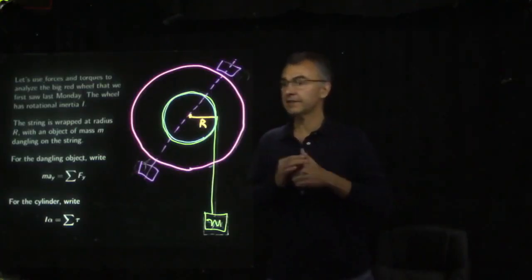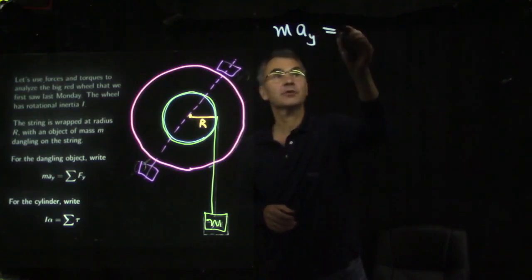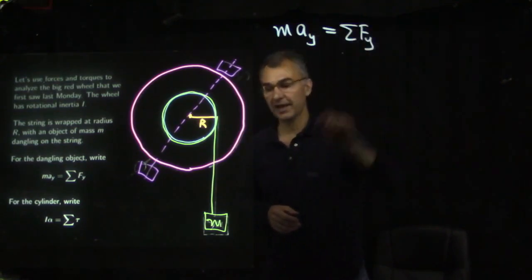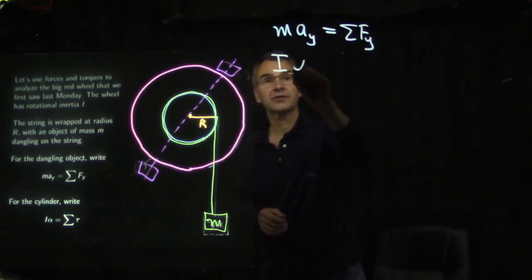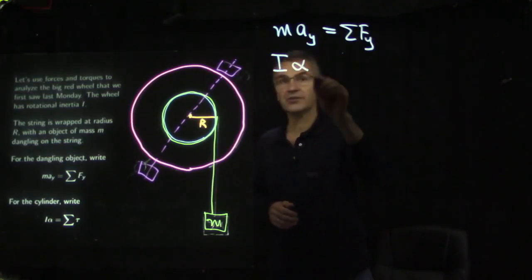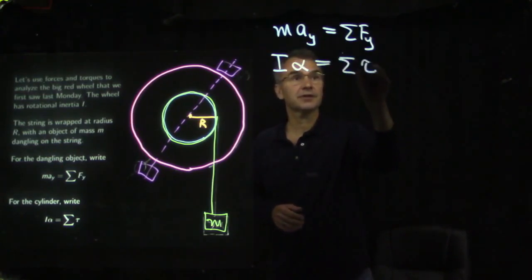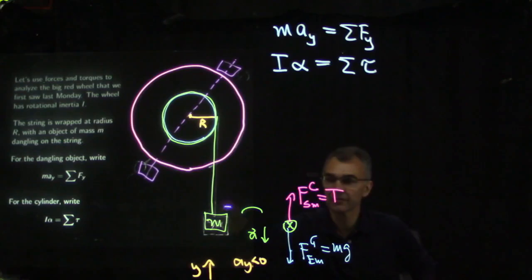For the dangling object, let's write Newton's second law: m a sub y equals the sum of vertical forces acting on this mass. And for the cylinder, let's write the rotational inertia, which we don't know the value of, but let's say it's given to us, times the angular acceleration, is the sum of the torques, and let's see what we get. So let's draw a free body diagram for this dangling mass, little m.